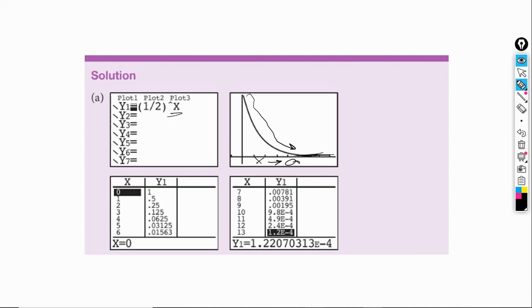to 0. So for example, in this table, we see what happens when, say, x is to the power of 13. So if you have 1/2 to the power of 13, you get 1.22070313, and this means times 10 to the power of -4. So what that means is that you get 0.000122070, etc. Right? So this is obviously closer and closer to absolute 0.